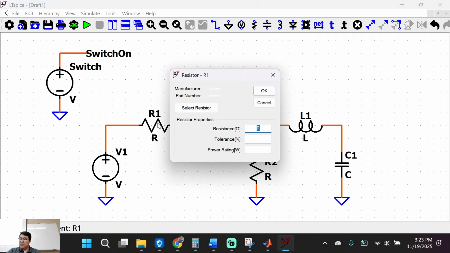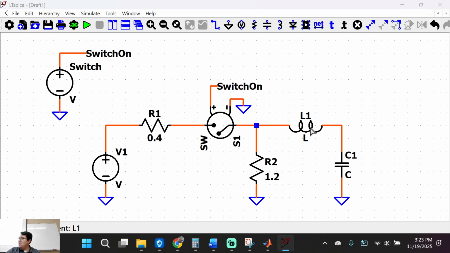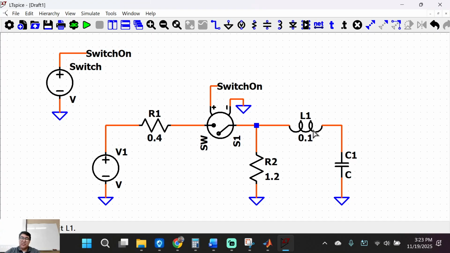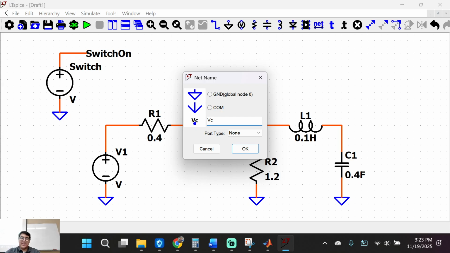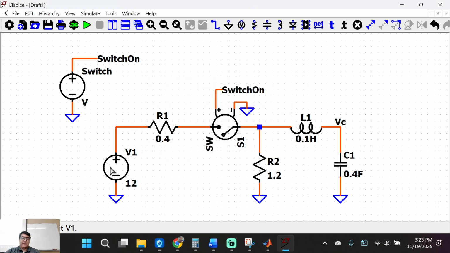Is that good? What was our resistance? 0.4. This right here is 1.2 ohms. This right here was 0.4 henries. No, 1 henry. Does anyone mind if I put an H? There you go. 0.4 F. VC. Is that good with everybody? Now let's see what we got here. Let's do 12 volts.